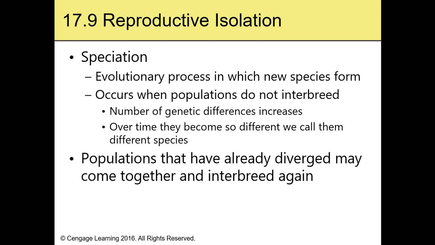So speciation, this can occur in a variety of different ways, but this is just an evolutionary process in which new species are going to form. This occurs when populations do not interbreed. If there's interbreeding going on, that means that you're never going to speciate, because you're constantly replenishing that supply of alleles from everybody else. And so the number of genetic differences is going to increase. Over a long time, these two groups of individuals are going to become different enough that we can call them a different species.